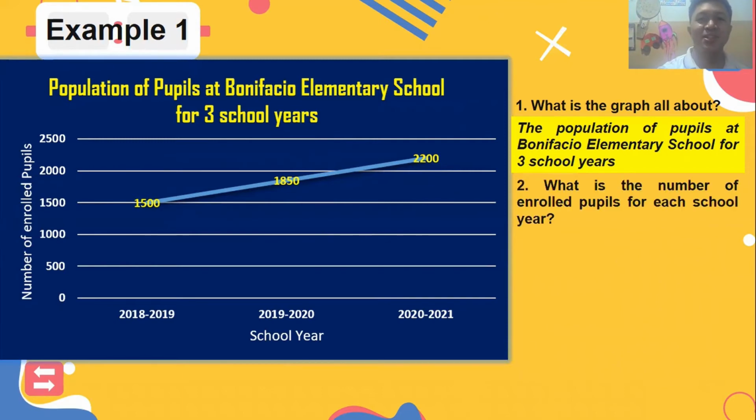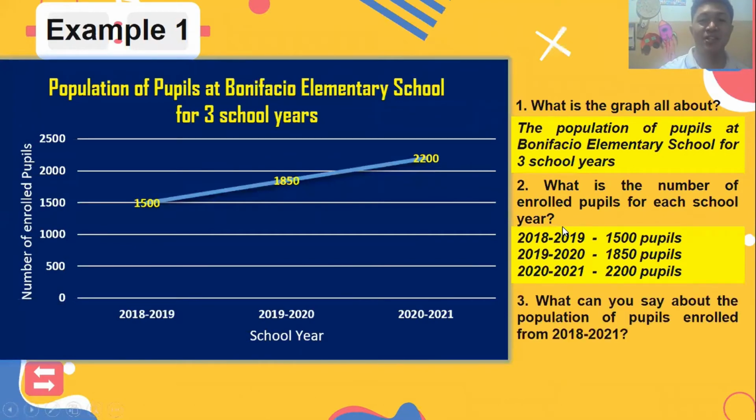Second question, what is the number of enrolled pupils for each school year? So we can see that from 2018 to 2019, there are 1,500 enrolled pupils. From 2019 to 2020, we have 1,850 pupils. From 2020 to 2021 school year, we have 2,200 enrolled pupils. And for the third question, what can you say about the population of pupils enrolled from 2018 to 2021?